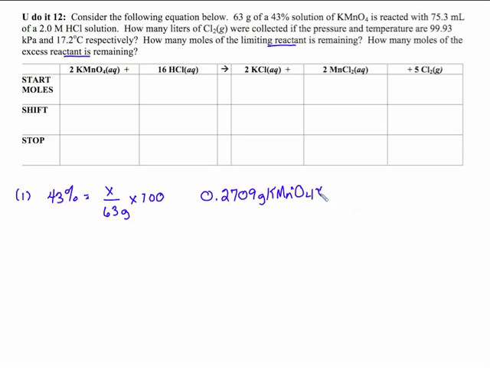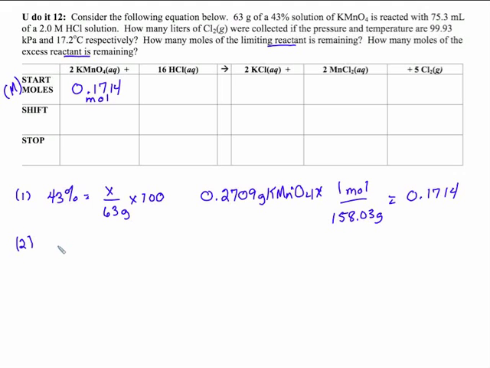All right. It's times 1 mole per 158.03 grams. And that leaves us with 0.1714 moles. So I'm going to put that up in my grid. Now what's nice about this grid is if you've done all your dilutions, you can use molarity here as well.